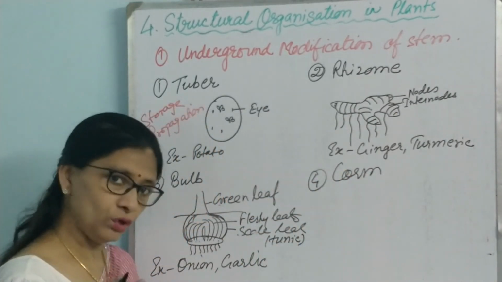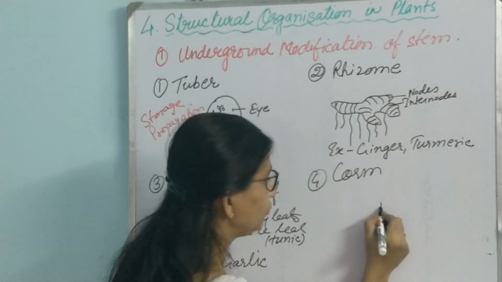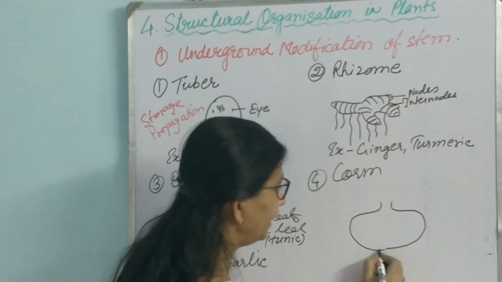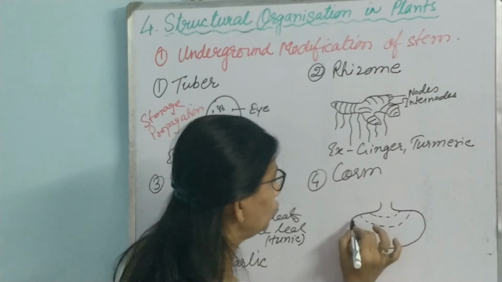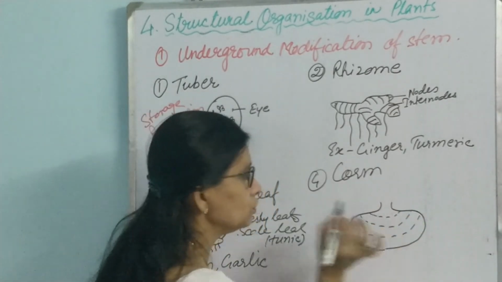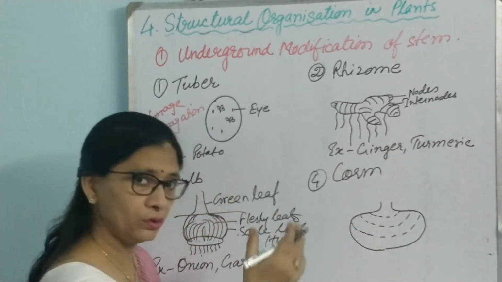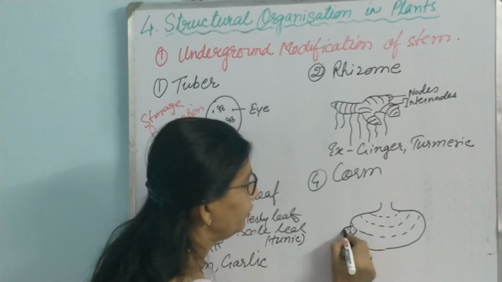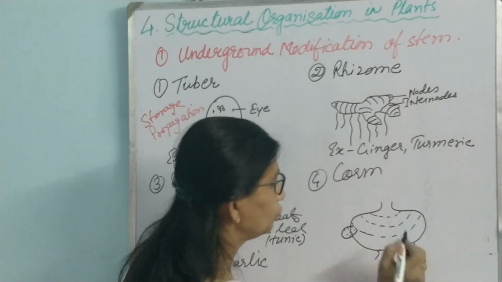Then the fourth type is corm. Corm is also underground stem, and corm is specially known for its shape. It will be more long than broad, and it will have nodes and internodes. And from freshly taken out corm, we can also see scale leaf. And since these are nodes and internodes, from the node buds come out, so here we can see baby corms also, and they have adventitious root.